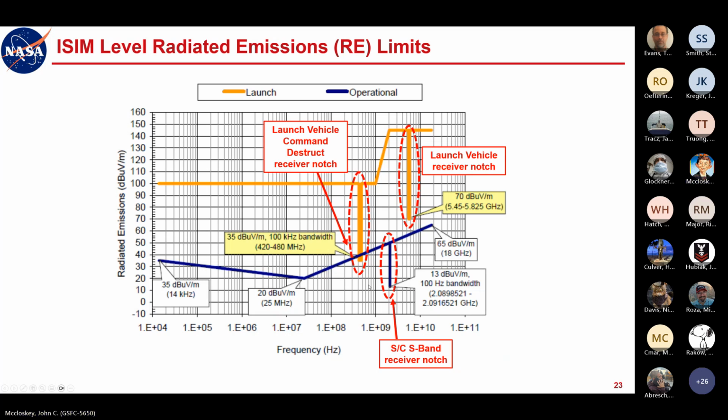So you have our spacecraft S-band receiver notch. That's kind of the big one in question. We did have to test that at ISOM level, not at spacecraft level. And then the launch curve is clearly much less stringent, so there wasn't really any additional testing we had to do for the main part of the curve. But the launch vehicle command destruct receiver notch does come just a little bit below the default level here, so we did run an additional test for that. And so those were the two main limits we looked at here at ISOM level.